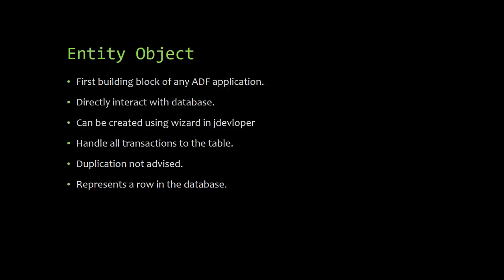Now there is a wizard in JDeveloper by which you can easily create any ADF entity object, and one particular entity object is going to handle all the transactions pertaining to that table. Oracle strictly says there should not be two entity objects for a table. What does that mean? If you have an employee entity object, you should not have multiple entity objects for a single table. At one particular point of time, that's your entity object.